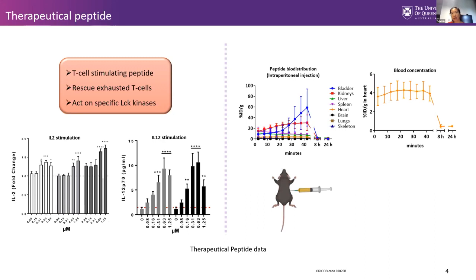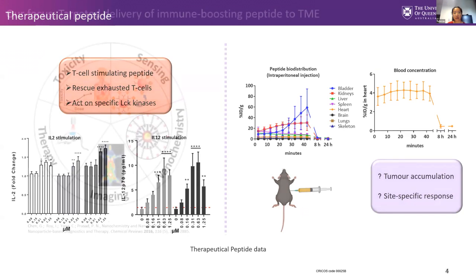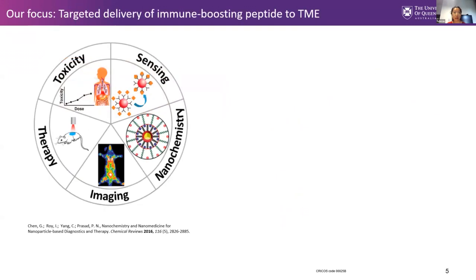However, the preliminary data showed that the peptide distribution in the lung is very low, and it also cleared out of the body very fast. So tumor accumulation and site-specific response are the major problems for clinical translation. And this can be improved by a nanocarrier platform.